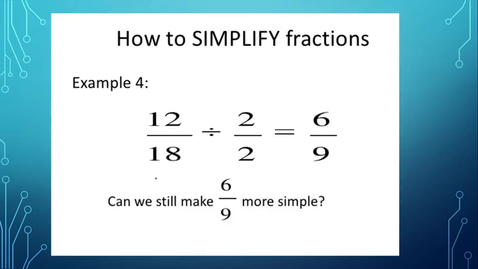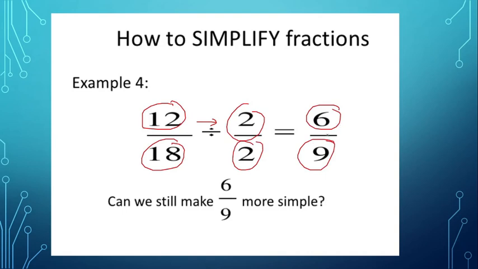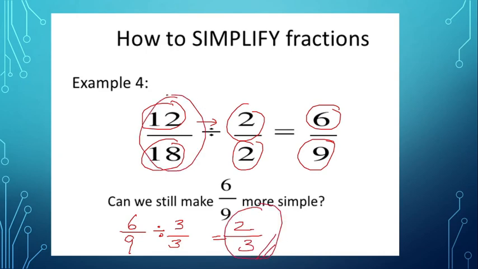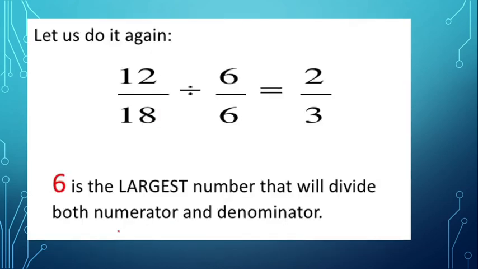In example 4, 12 by 18. I can divide it by 2. So after dividing by 2, 12 by 2 I get 6, 18 by 2 I get 9. So 6 by 9 can still be simplified. How? 6 by 9 I can divide by 3, right? So 6 by 3 I get 2 and 9 by 3 I get 3. So 2 by 3 is the simplest form of 12 by 18. So you have to write this in your notes.